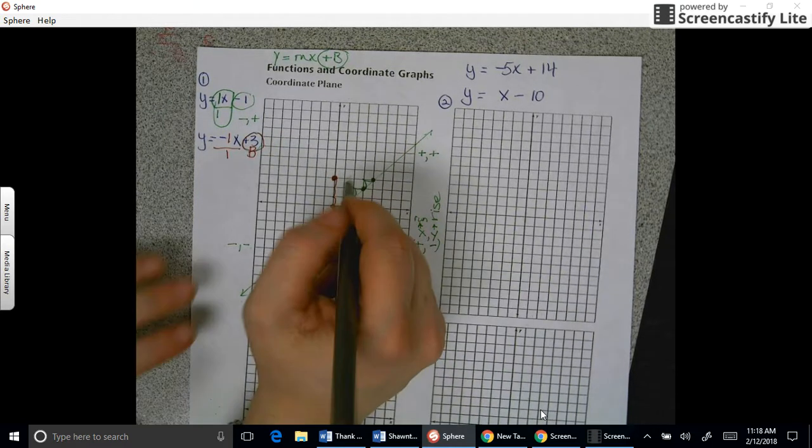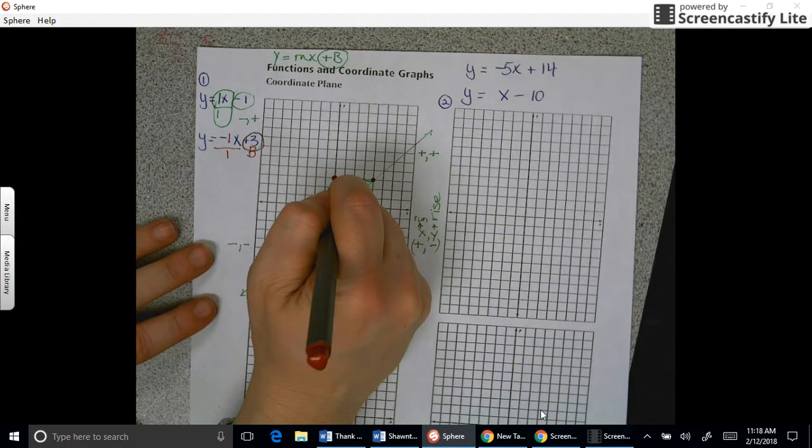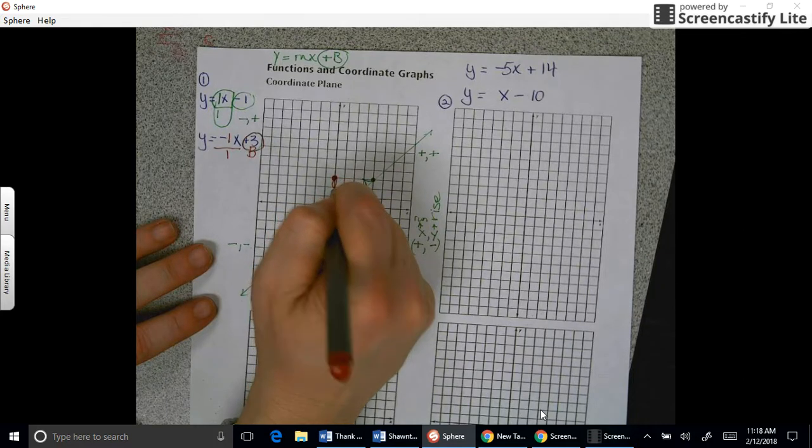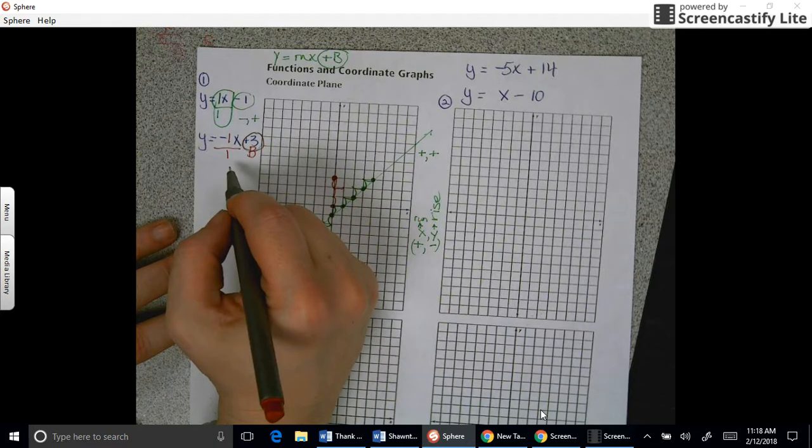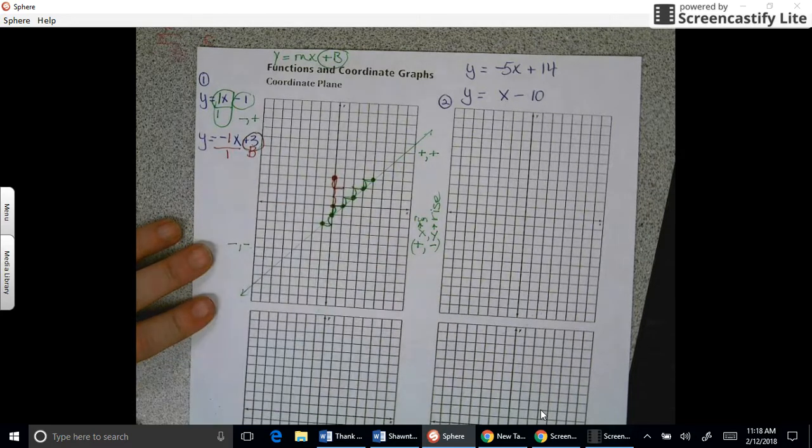So I'm going to start here. My rise is negative 1, so I'm going to go down negative 1. And I've got a positive 1 to run across. Wait, how are you going down negative 1? Because, look at this, check it out. Negative 1 over 1. So my top is my rise. My bottom's my run.